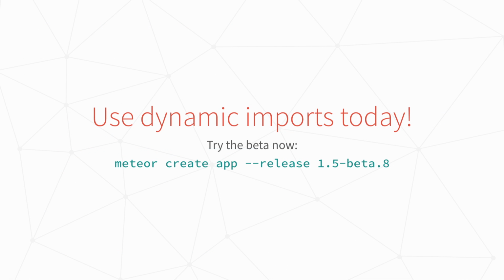So you can use this feature today. Right now, you could go home, or if you're already at home watching on YouTube, you can just type this inside one of your apps, try putting a dynamic import in there and see what happens. So we're on beta 8, and we're going to continue releasing new betas.